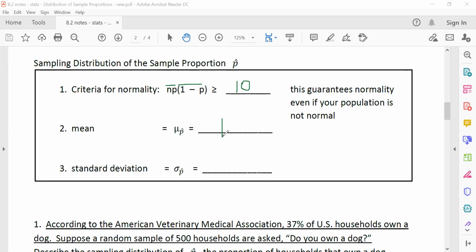The mean, assuming we can do this, is going to be p, the population proportion. The standard deviation is going to be this weird kind of pain-in-the-butt computation, p times 1 minus p, all over n, all of that inside of a square root.